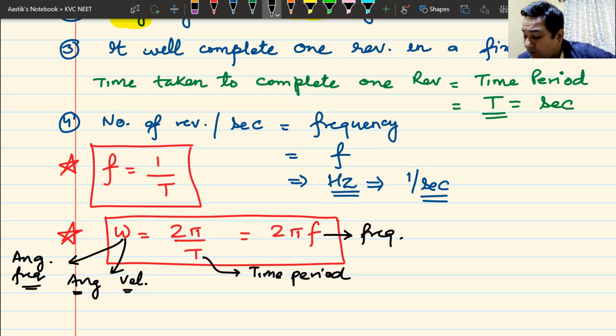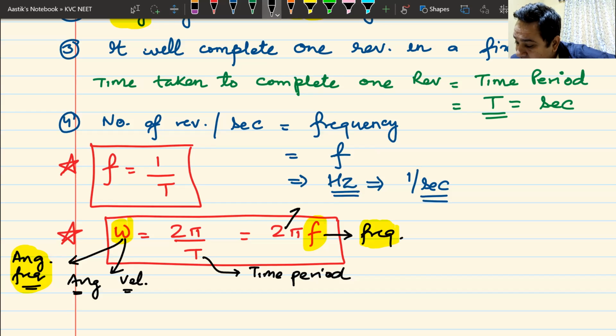Now we all know angular velocity is denoted by omega, so that is understood. Why is omega also known as angular frequency? The answer is right there in front of your eyes. See, this F is frequency. You all agree on that?